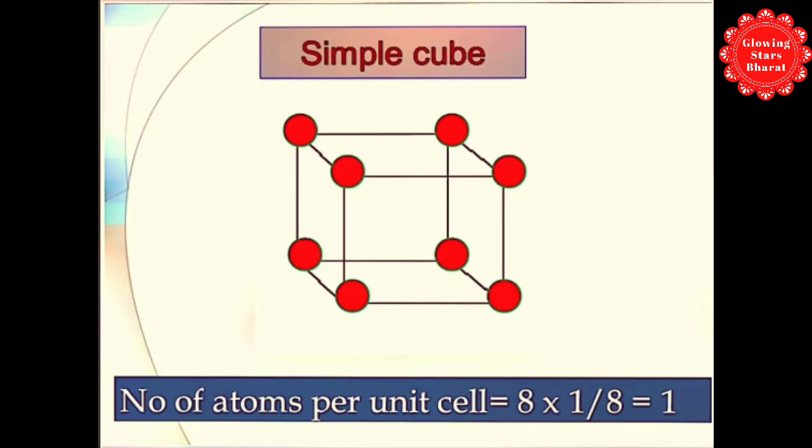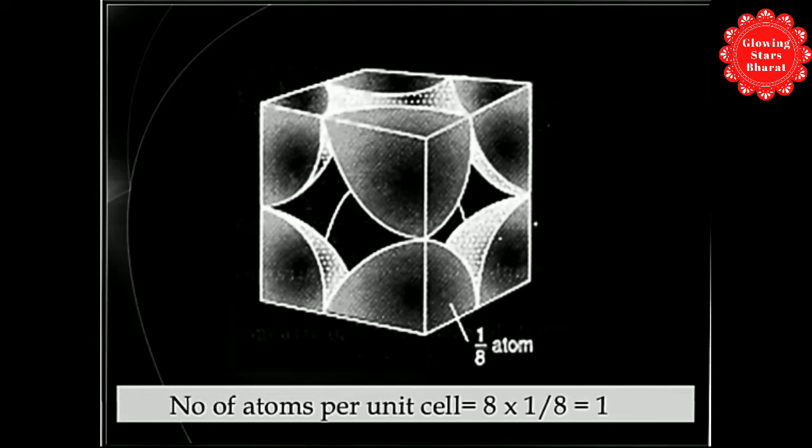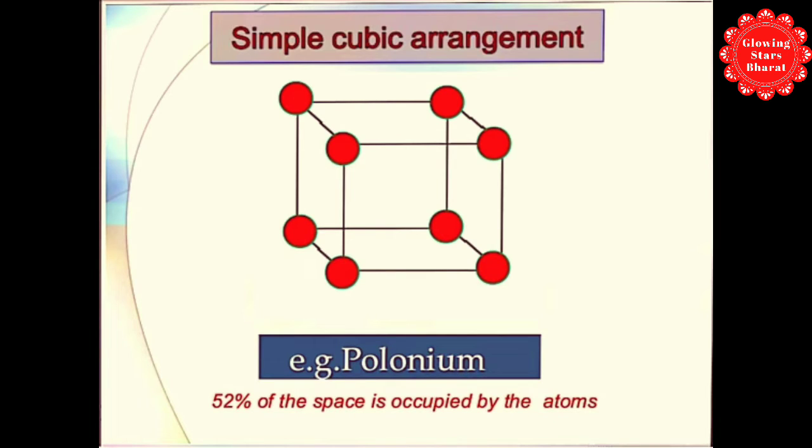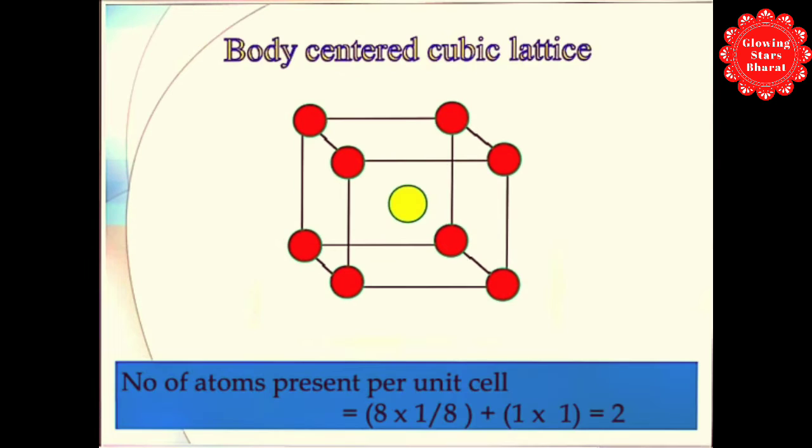Body centered cubic lattice: number of atoms present per unit cell is equal to 8 into 1 by 8 plus 1 into 1, which is equal to 2. Means number of atoms per unit cell is equal to 2. Body centered cubic lattice examples: CsCl and CsBr. 68% of the space is occupied by the atoms.